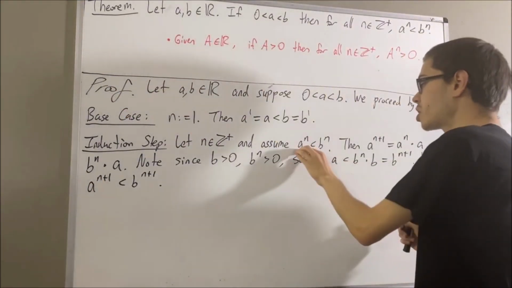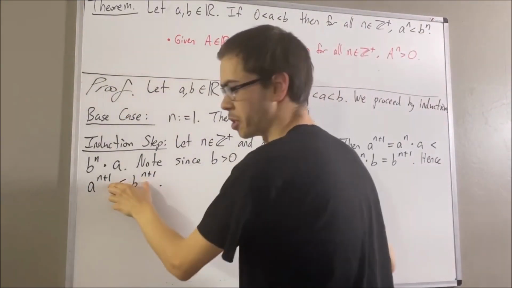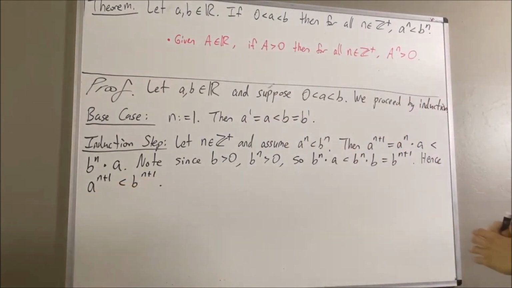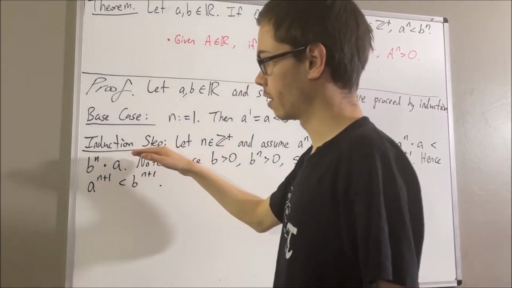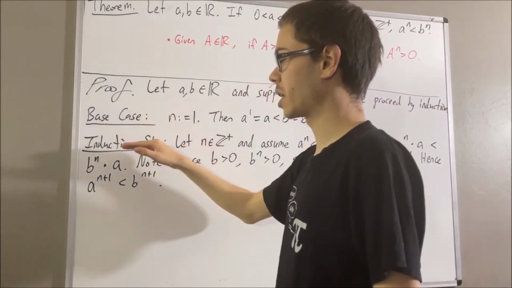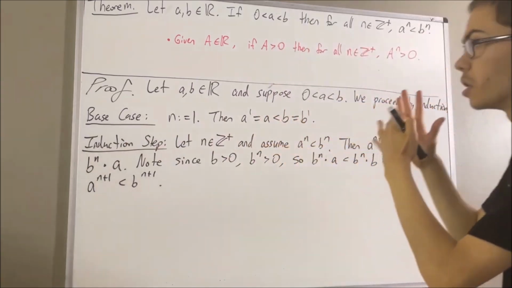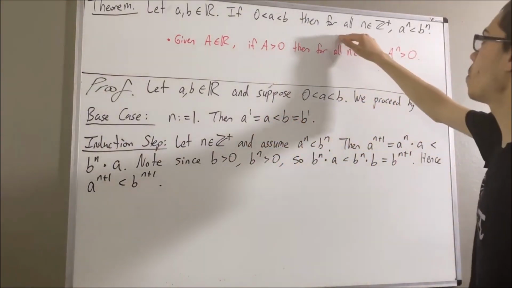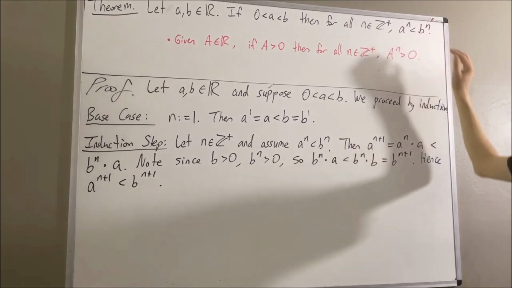So we have shown that this is true, where instead of n, we have n plus 1. And that was the whole goal of the induction step. So we have completed the induction step. And since we've completed both the base case and the induction step, this closes the induction. So we have shown that for all positive integers n, this is true.